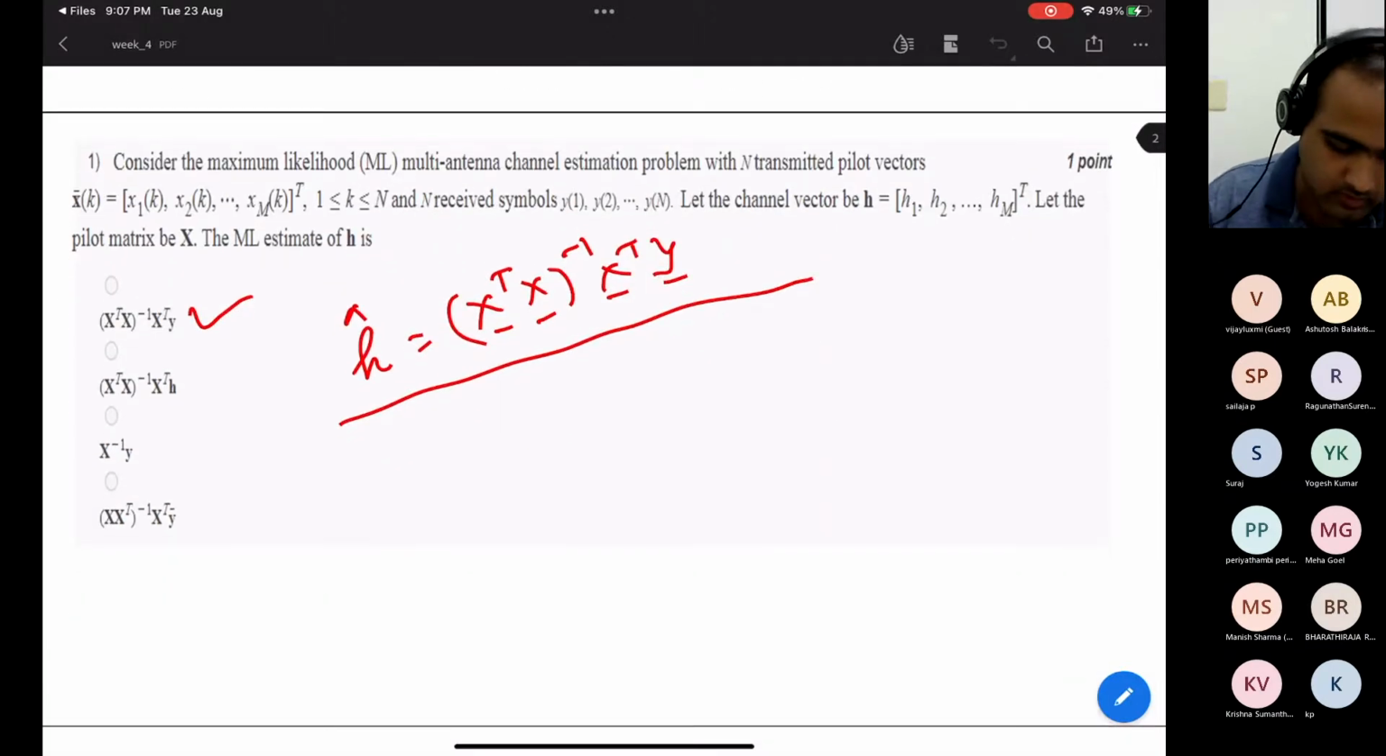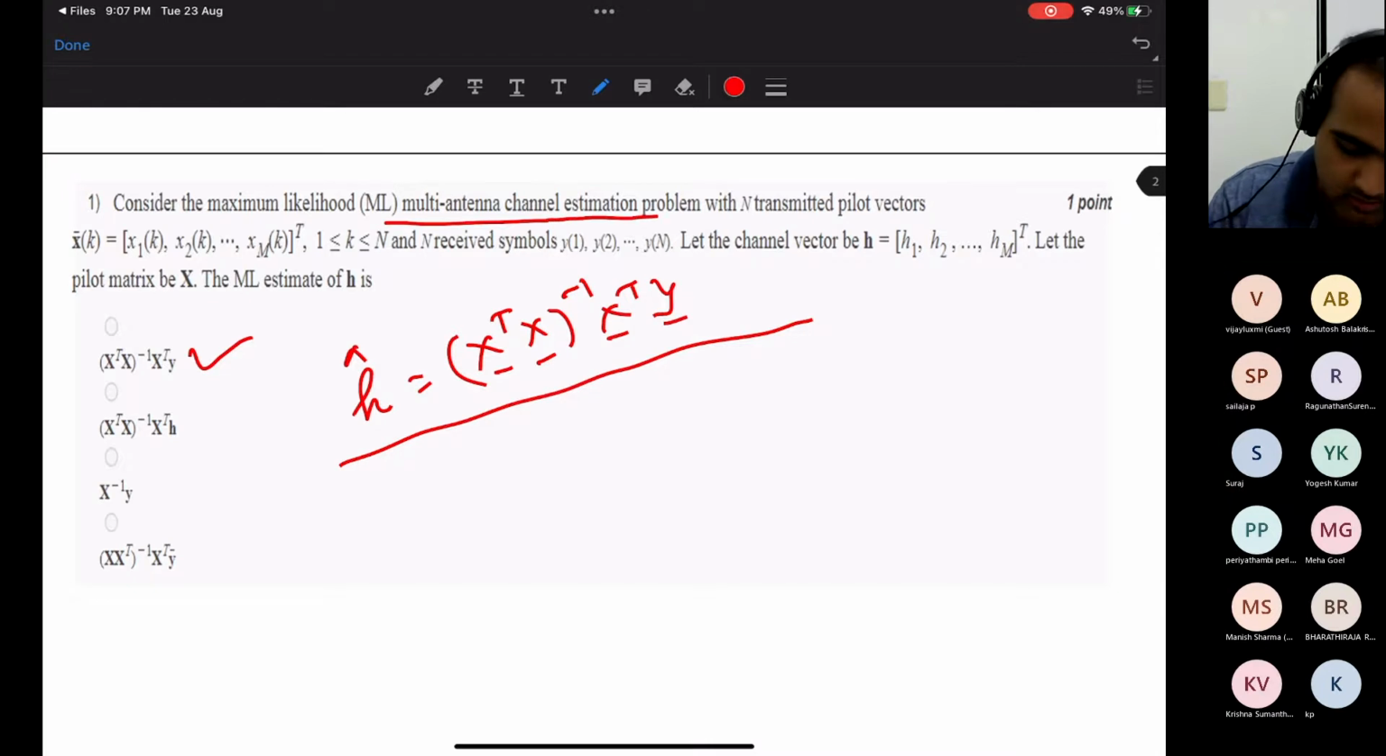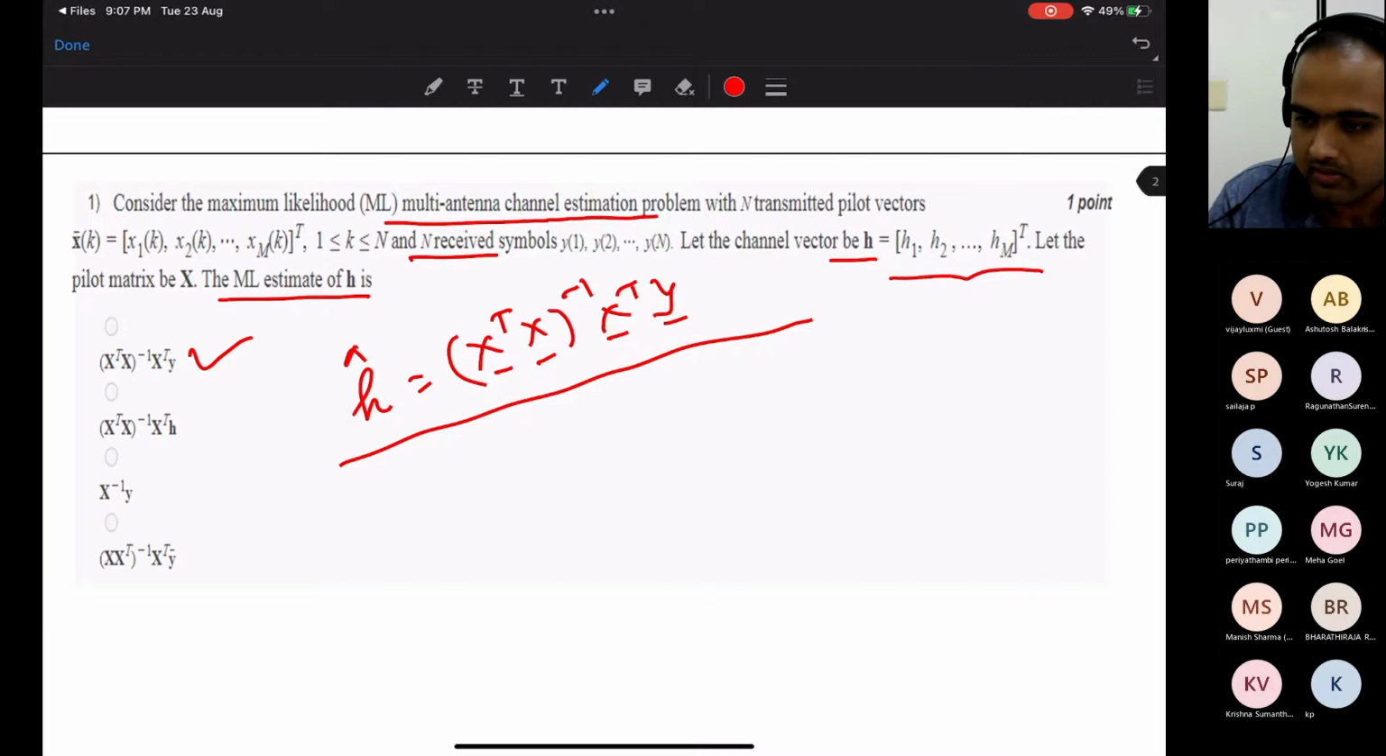So, consider a maximum likelihood. We have a multi-channel, multi-antenna channel estimation problem. We have n received symbols, and the channel vector has m parameters. So this is a multi-parameter estimation problem. What he has asked is: what is the ML estimate of H? This is what we have studied so far.